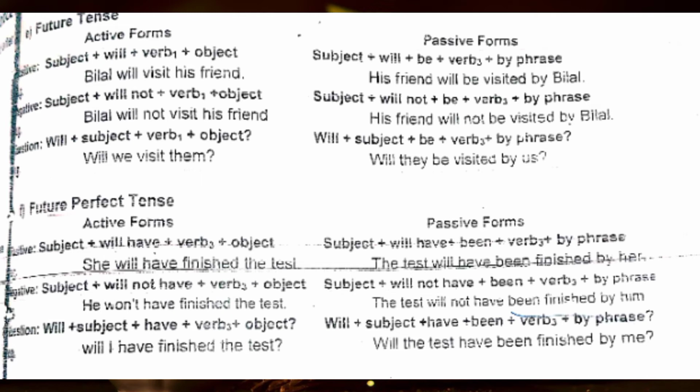Negative example is Bilal will not visit his friend. Passive sentence is his friend will not be visited by Bilal. Got it?